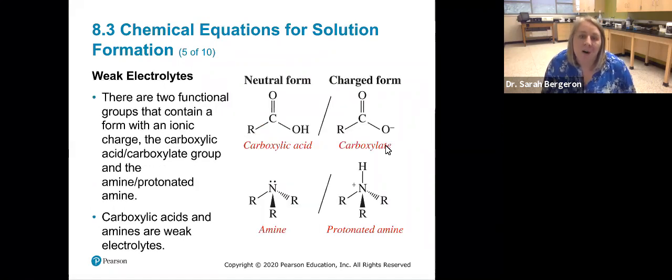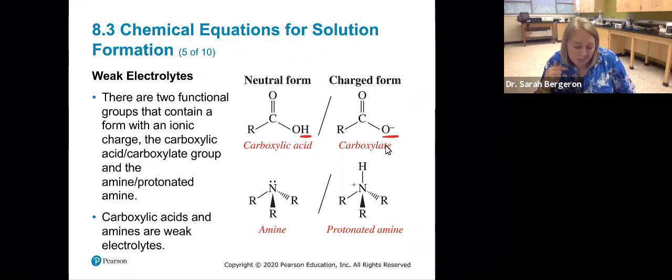So the last one are weak electrolytes. There are two really common functional groups that contain a form that can gain or lose a hydrogen. And those are the carboxylic acids. When a carboxylic acid loses this hydrogen, it turns into the carboxylate, and the carboxylate is the charged form, so it carries a -1 charge. And then the other one is an amine.